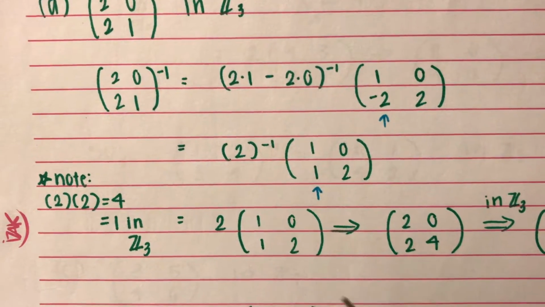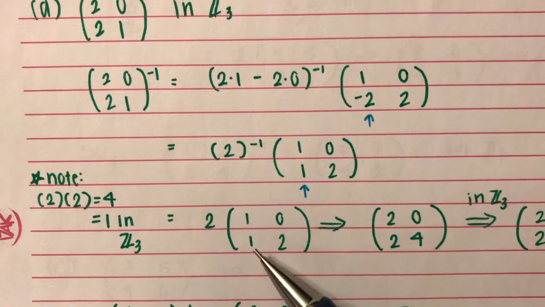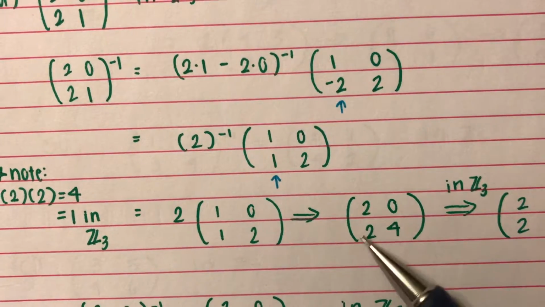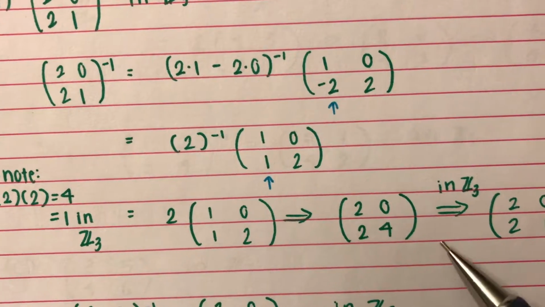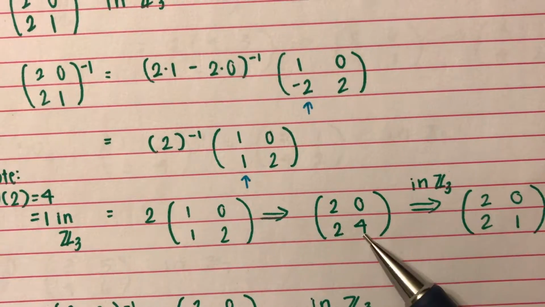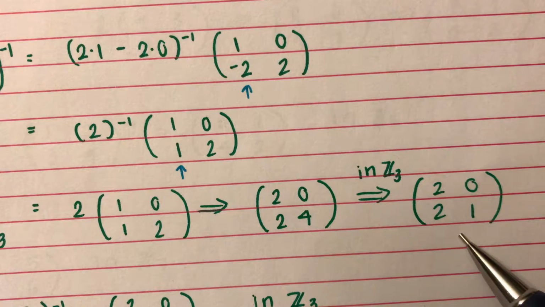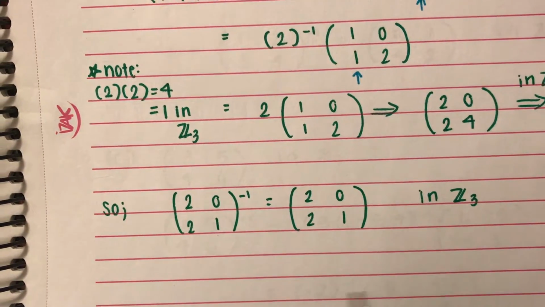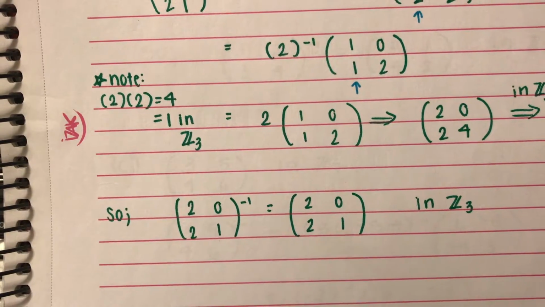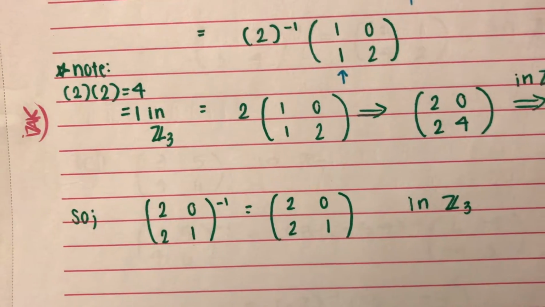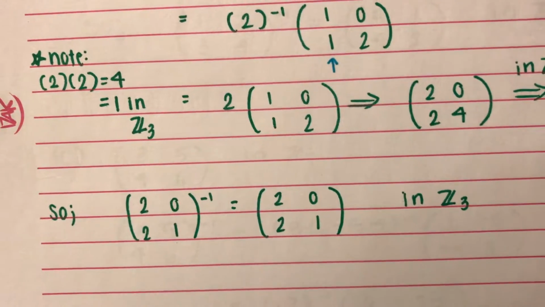From there, we're just taking 2 times this matrix, [1, 0; 1, 2], and that gives us [2, 0; 2, 4], which in Z3, the only element that we end up having to change is this 4, which is a 1 in Z3. So our final solution, finding the inverse of [2, 0; 2, 1], is actually itself, [2, 0; 2, 1] in Z3.